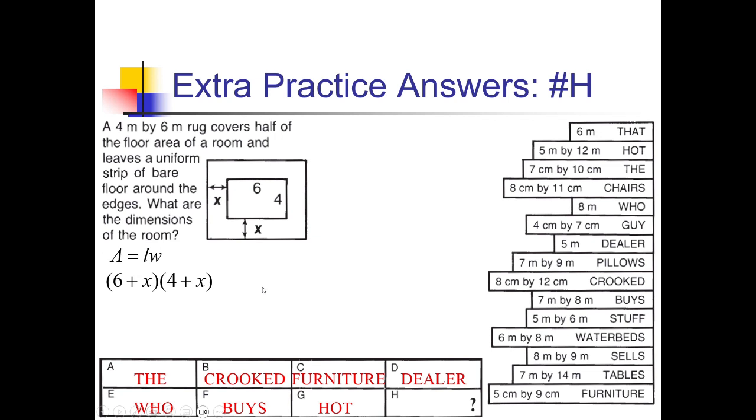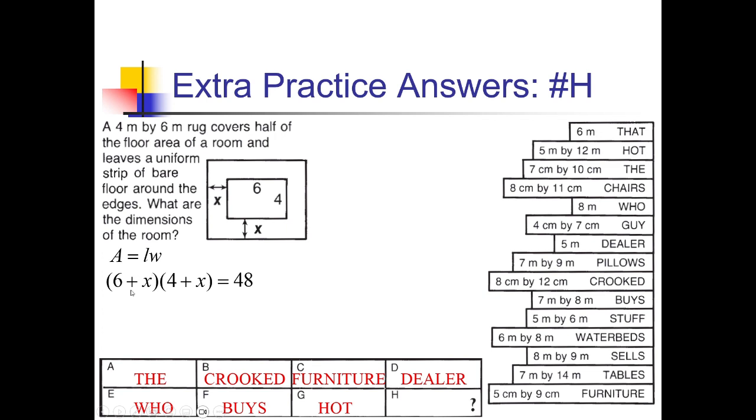Well, they said that a rug covers half the floor area of a room. So that means that the area of the room is going to be double the area of the rug. Since the area of the rug is 6 times 4, 24, that means the area of the room is going to be 2 times 24, which is 48. So there's my setup that I'm going to go ahead and solve now.